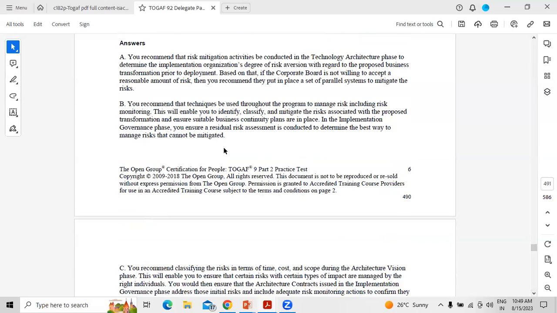One more thing you have to remember: risk has to be managed in all the phases of the ADM. It is not like it is important in only one, because if you look at risk in a project, everywhere risk can be a problem. Got it? So B is the best answer. Very good. Excellent job, Elsa.